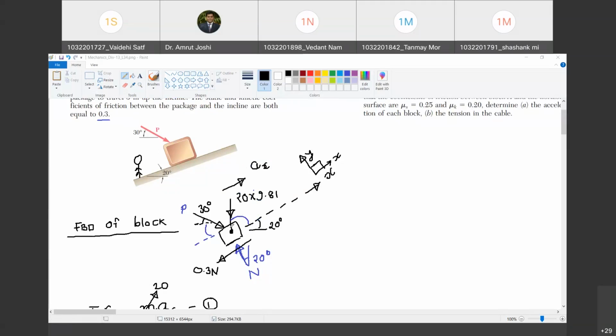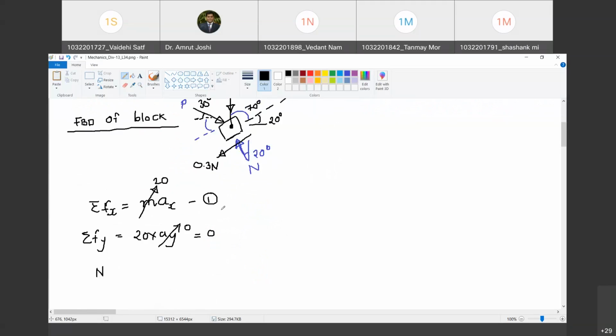Look, the angle between vertical and horizontal is 90 degree. Out of that, 20 degree is gone. So this angle has to be equal to 70 degree. Do you agree with me? So what is its component in y direction? Minus 20 into 9.81 sine 70. Happy?